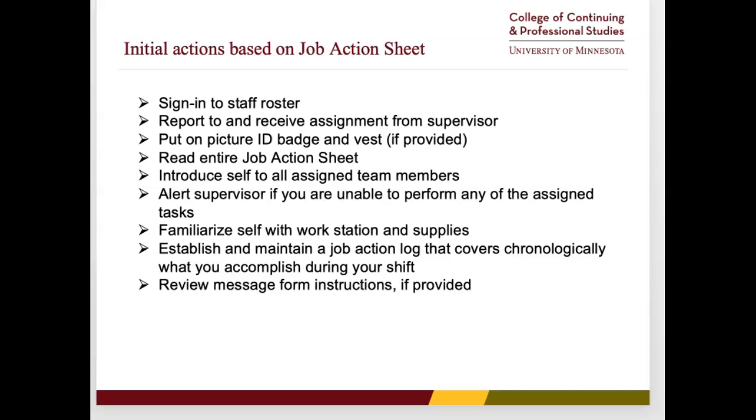Wear your picture ID badge, and if they indicate that you need to be wearing a special kind of vest, wear that as well. Read your entire job action sheet, because that may change with each shift you come in and report. Introduce yourself to all the assigned team members. You may not know everybody, again, because we're often called in at different times to do these roles than we normally may be working. And alert the supervisor if you're unable to perform any of the assigned tasks, because there are occasions where, due to a recent injury or something, you might not be able to pick up boxes like you had planned to, whatever the task might be.